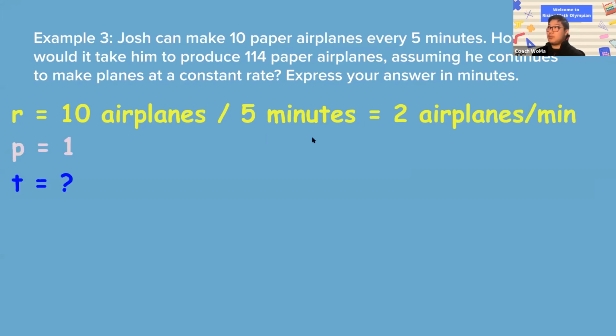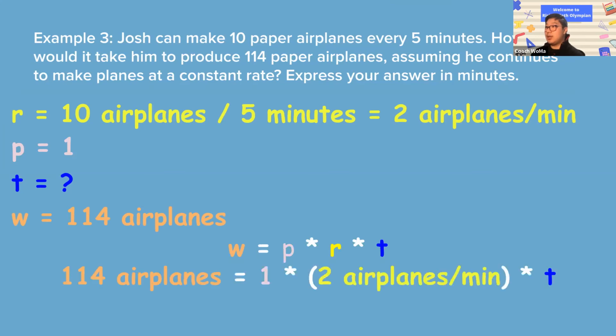And then the time in this case, we don't know. We're looking for it, right? He continues to make planes at a constant rate, and the amount of output that we have is 114. So with these numbers, you should be able to figure out the time. If you plug everything in, the people cancel out in the rate, and then you would get 57 minutes.